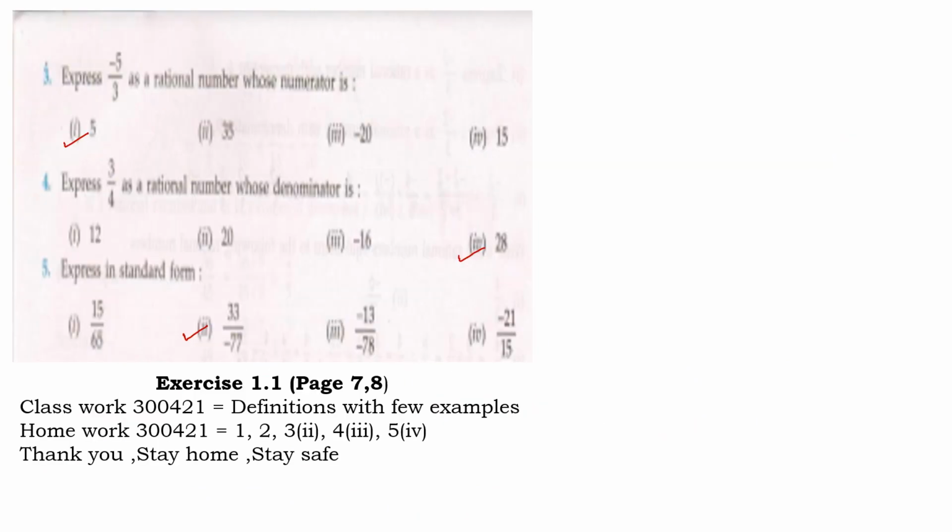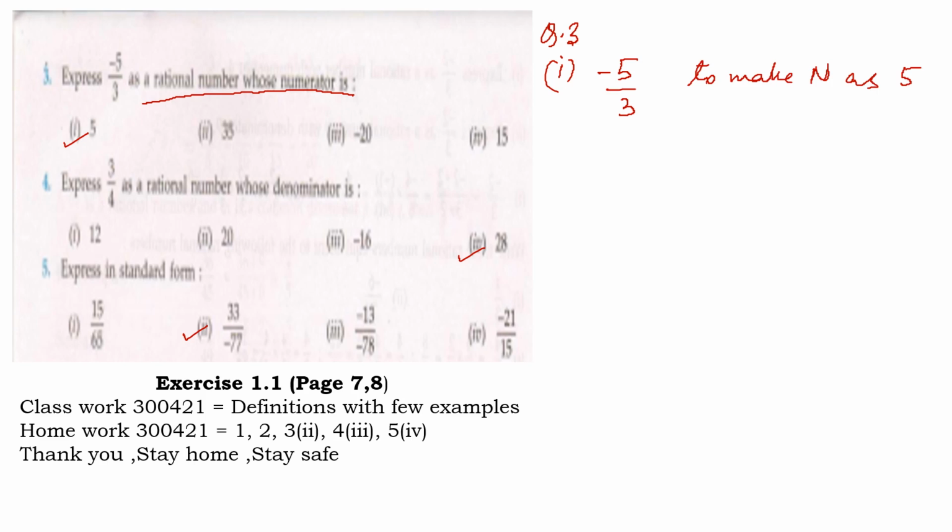Then moving on to other question. Question number 3. Let us do the fifth part. First part. That is saying to express minus 5 by 3 as a rational number whose numerator is 5. Now here the number given is minus 5 by 3 and they want you to make numerator as 5.